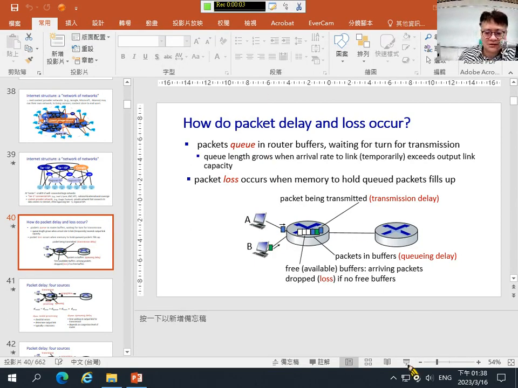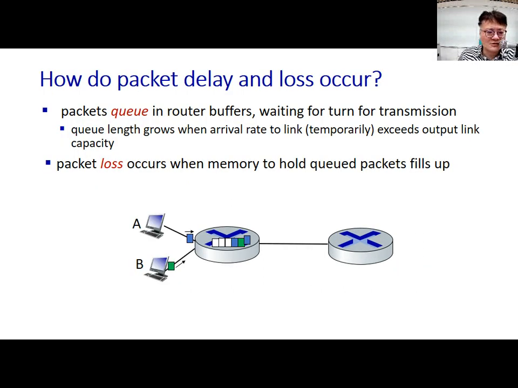Okay, so we will continue with how packet loss and packet delay occur. First, you can see the packets from computer A and computer B. When we send from the source to the destination, it's actually like a queue. So packets queue in the router buffer.